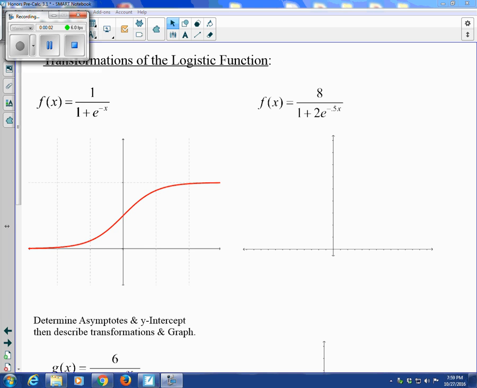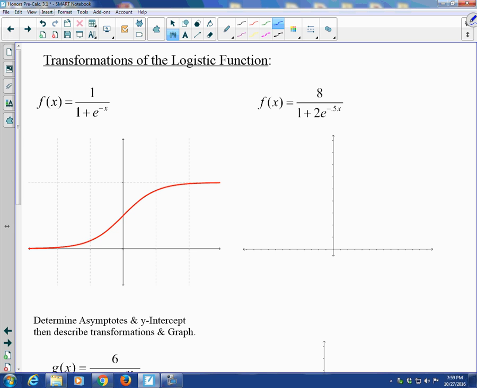Alright guys, so I thought I might make a quick video reviewing some of the things we talked about with regards to transformations of logistics functions, and also to talk about another way we can see that horizontal shift that we get from the coefficient to the exponential in the denominator of the logistics function.